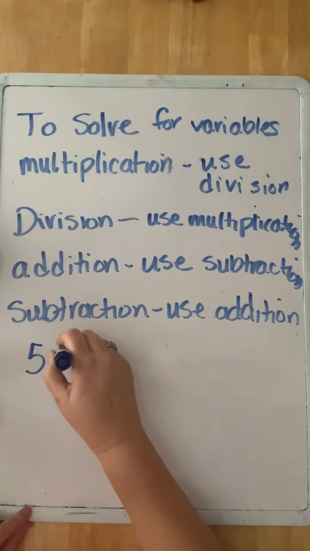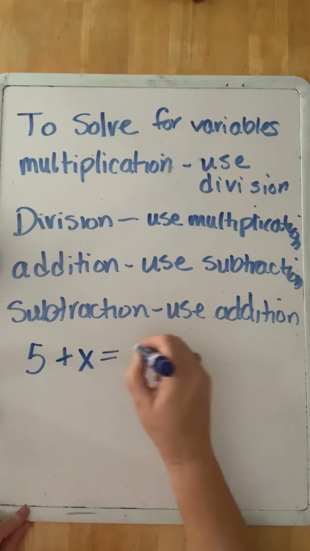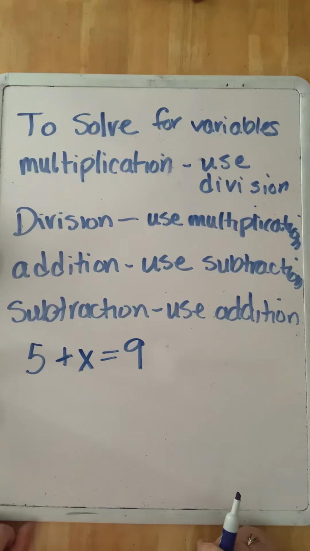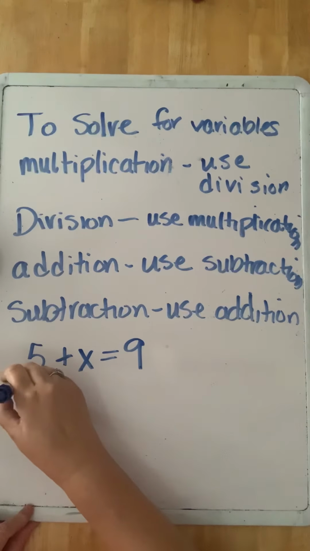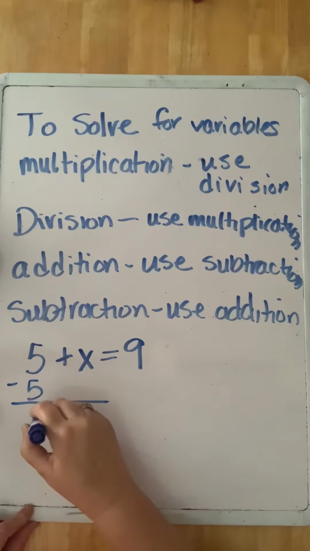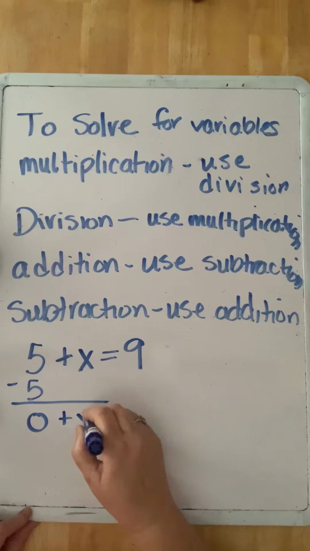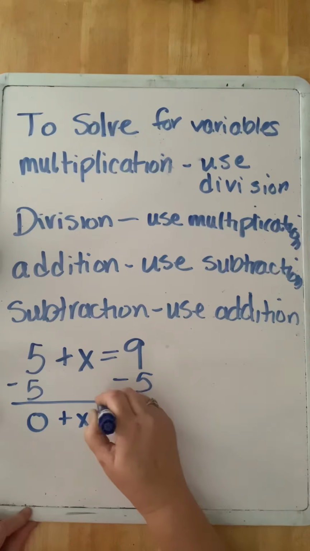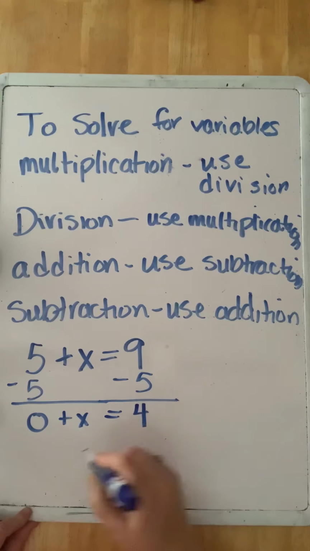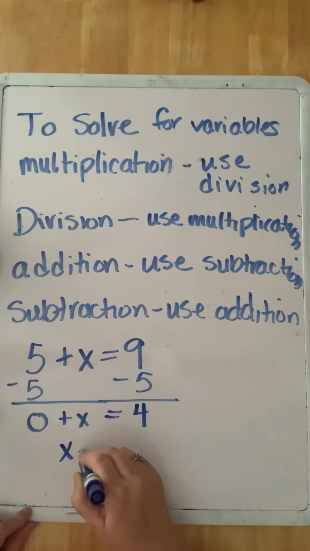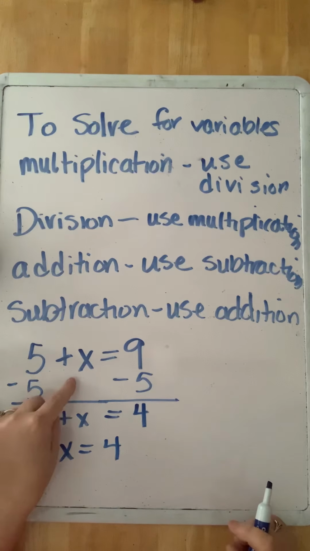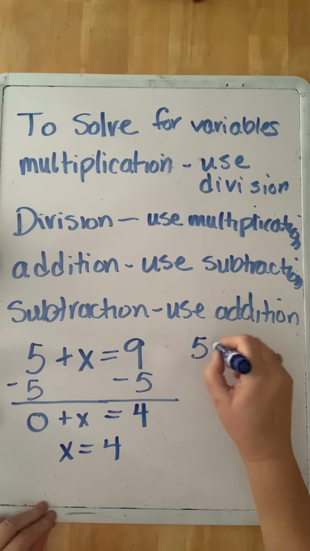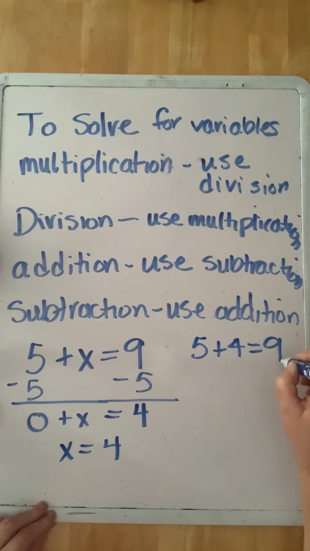Let's say I have 5 plus x equals 9. So this here is a positive number, so that makes that an addition equation. In order to solve for this, I'm going to subtract 5. When I subtract 5, I'm left with a 0. I subtract 5 on this side. 9 minus 5 is 4. This gives me x by itself, and I have x equals 4. If I substitute 4 up here for the original equation, I have 5 plus 4 equals 9. True statement.